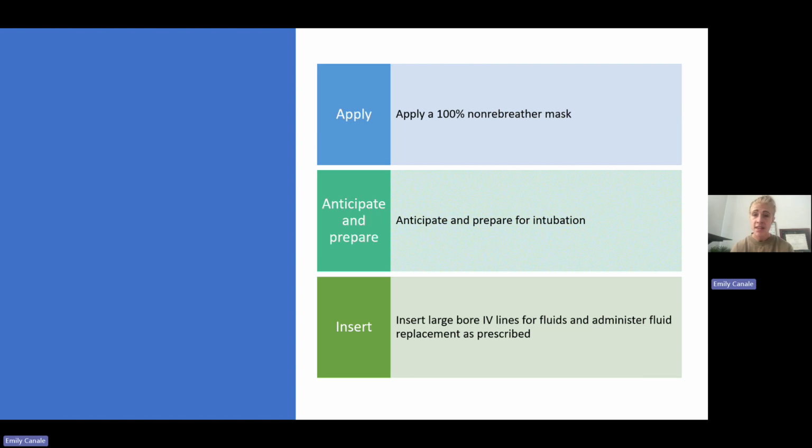You need to get the IVs in right away, large ones. We want a couple IVs when we're talking peripherals in a trauma bay. You need at least two 18 or 16 gauge IVs. And you're going to give the fluid replacement as prescribed. So you're going to do the fluid, normal saline, lactated ringers, if they tell you to do that instead, blood products. Again, fluid replacement is the foundation of treatment in hypovolemic shock. So we need to give the fluids.